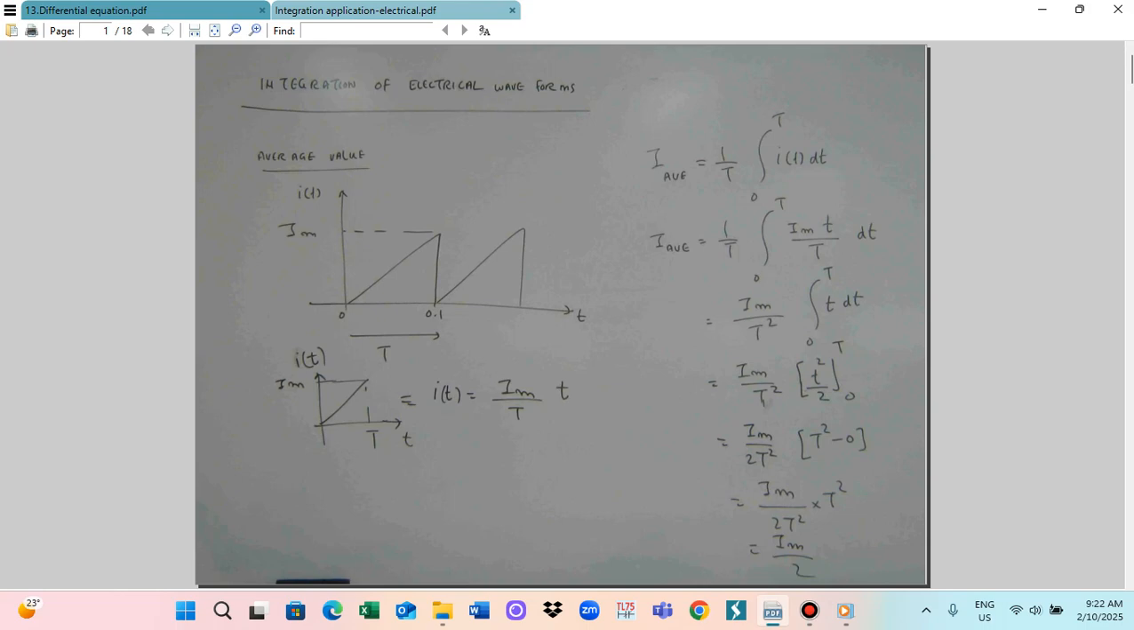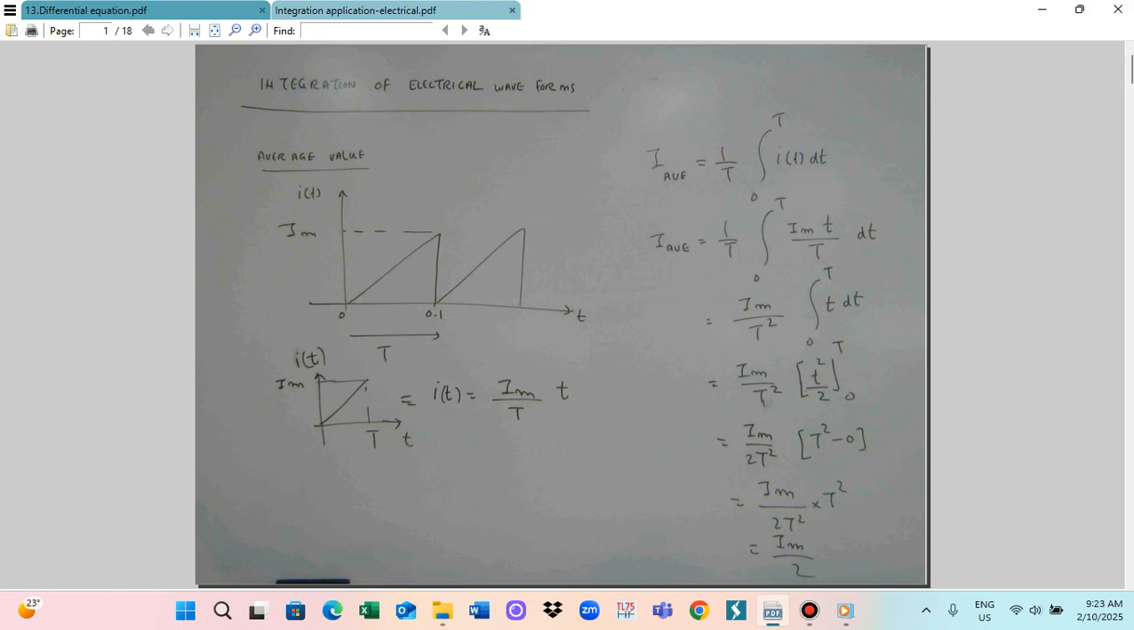Okay, we find the average value. So this is the waveform. The vertical axis will be i(t), the horizontal axis will be t. This waveform is a sawtooth waveform. The time starts from 0 to 0.1. This is for t, duration T. This is Im, the maximum value. So we can write the equation for the sawtooth waveform.